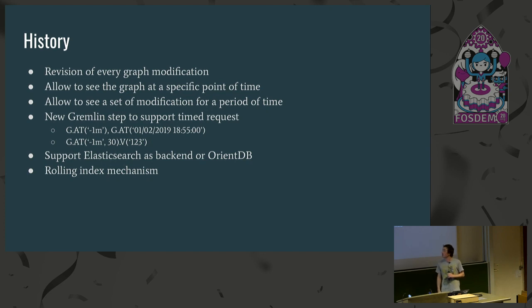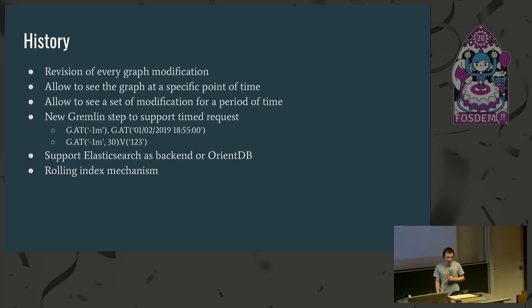Regarding the history, every modification on the graph generates a new revision of the elements. That allows us to do two things: to show the graph as it was at a specific point in time, but also to see all the modifications that happened on a node or a subset of the graph. You can ask what happened to this node, and you will get all the events, all the modifications and the revisions for that node.